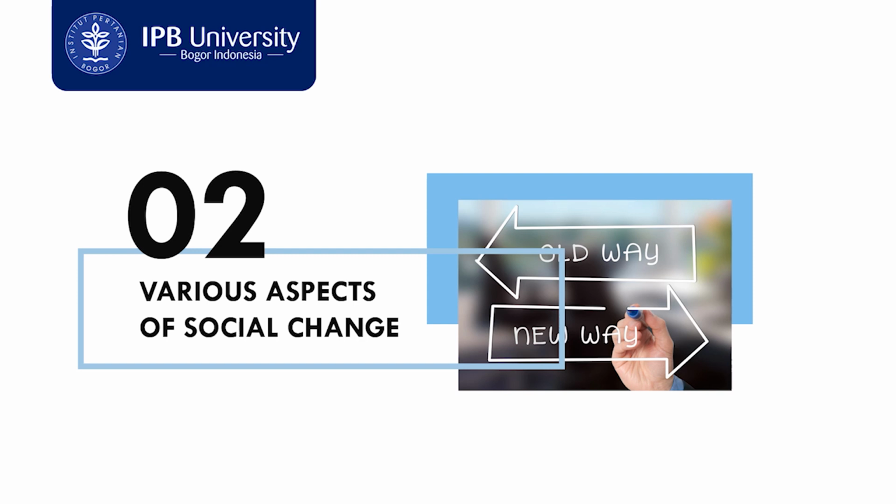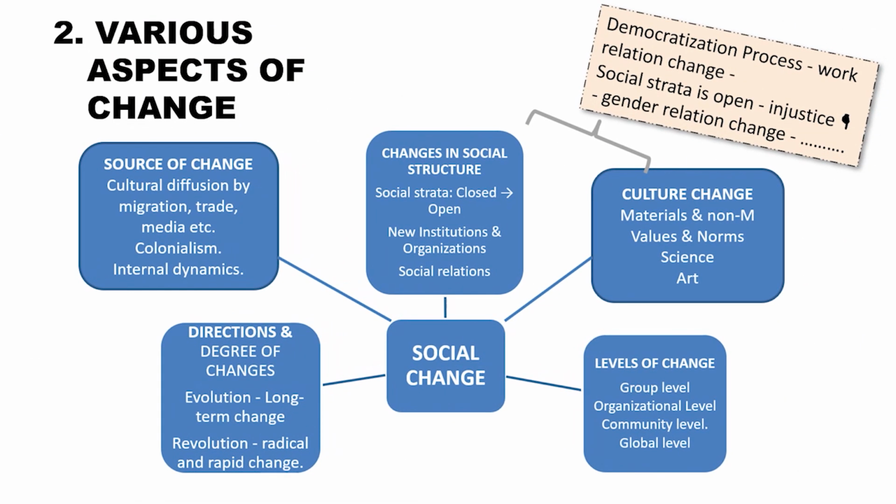So we come to the second subtopic, that is the various aspects of social change, where we will talk about the source of change, level of change, etc. And also we will talk about social cultural lag, and about social conflict. So we move to slide 9. So in this slide 9, we see different aspects of social change.